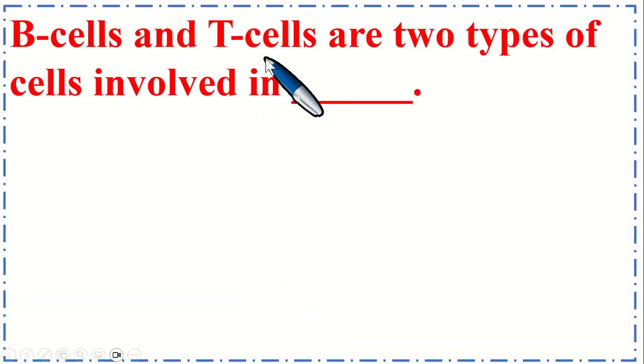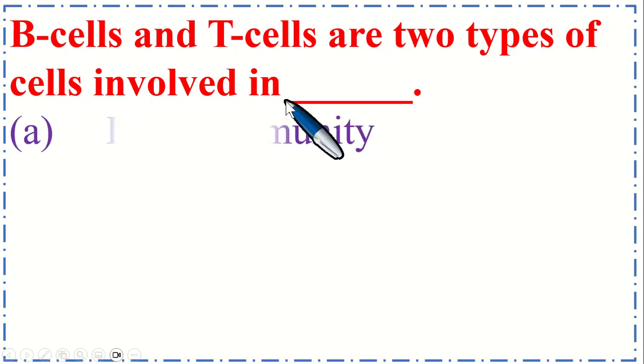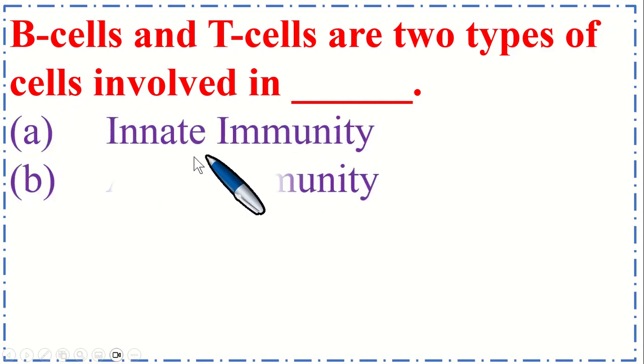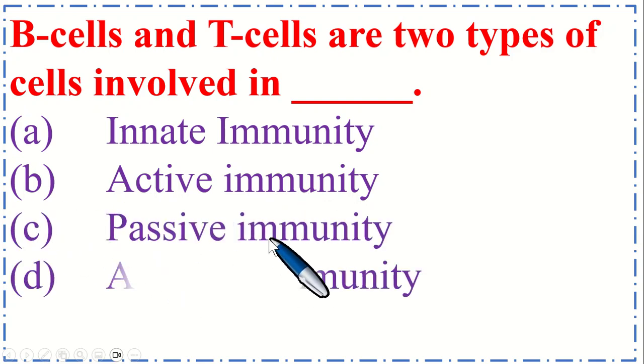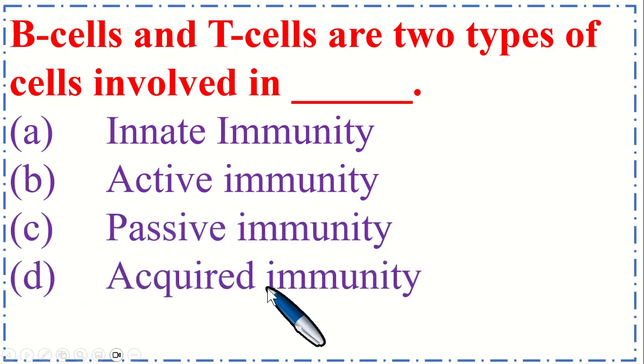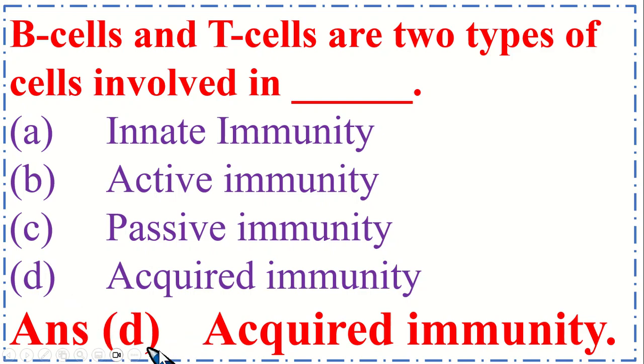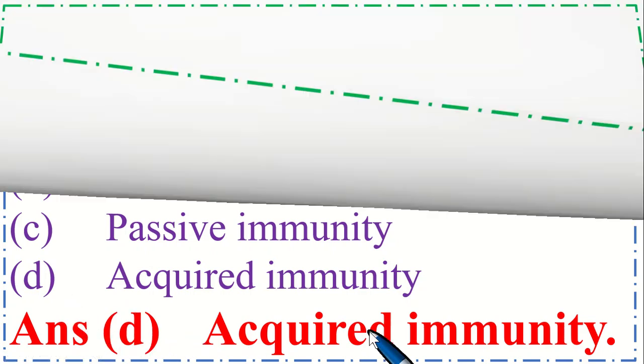B cells and T cells are two types of cells involved in this. Option A. Innate immunity. B. Active immunity. C. Passive immunity. And option D. Acquired immunity. So the correct option is D. Acquired immunity.